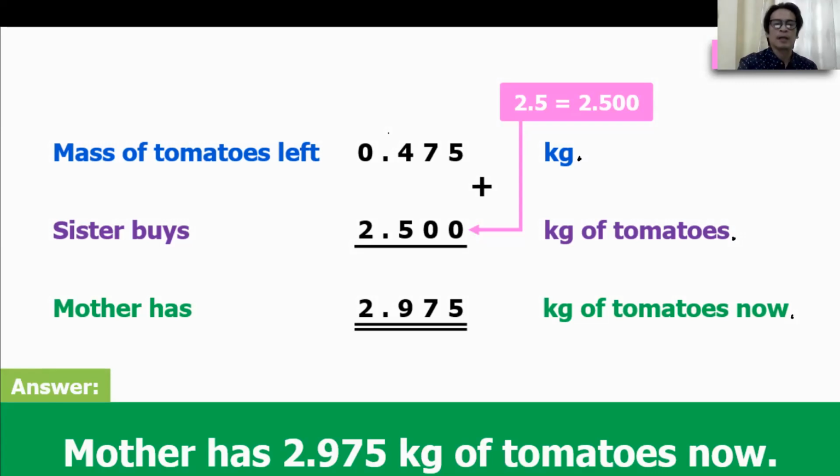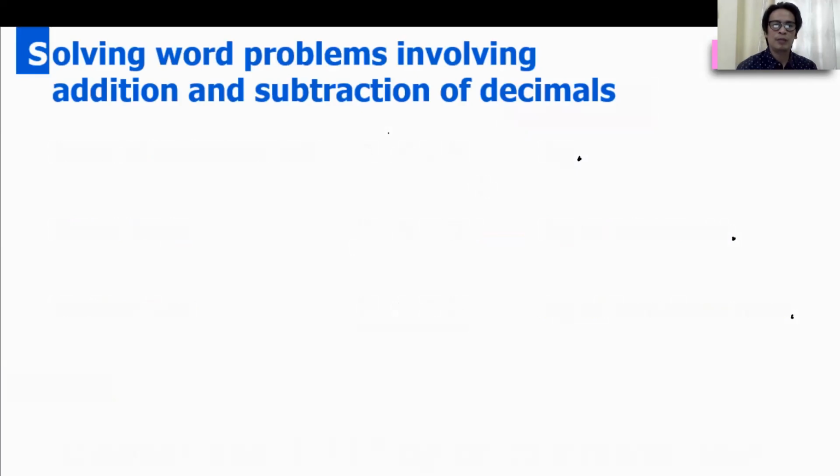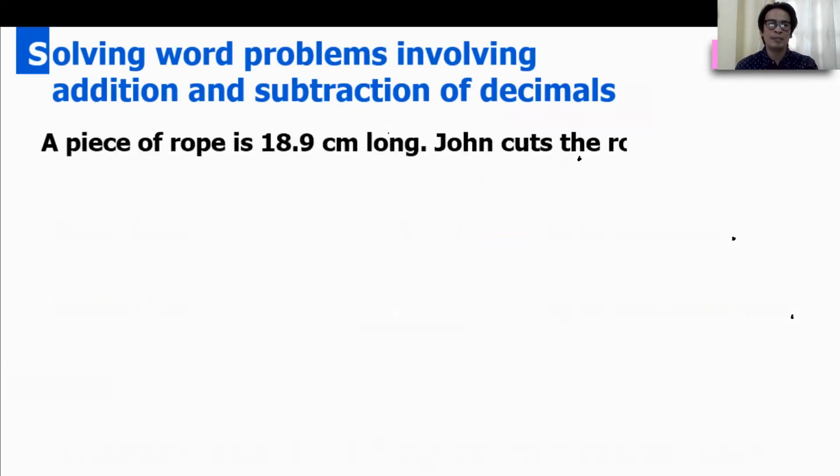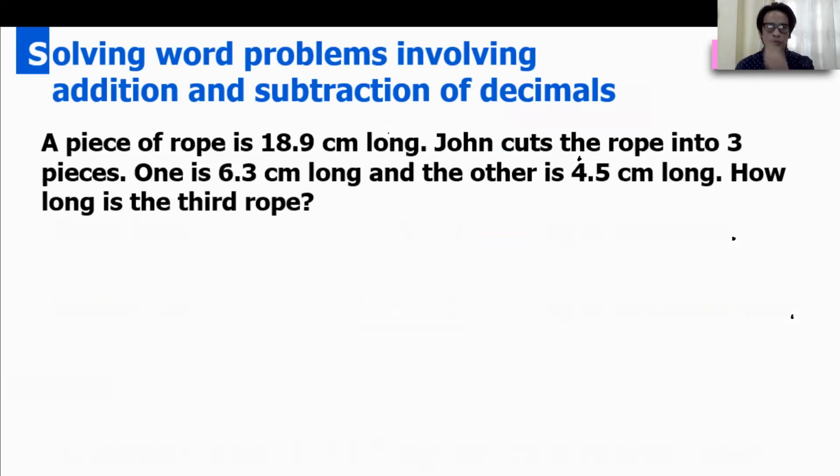Very good. Now, let's go to more examples of solving word problems involving addition and subtraction of decimals. Example number 2. A piece of rope is 18.9 centimeters long. John cuts the rope into 3 pieces. One is 6.3 centimeters long, and the other is 4.5 centimeters long. So how long is the third rope?